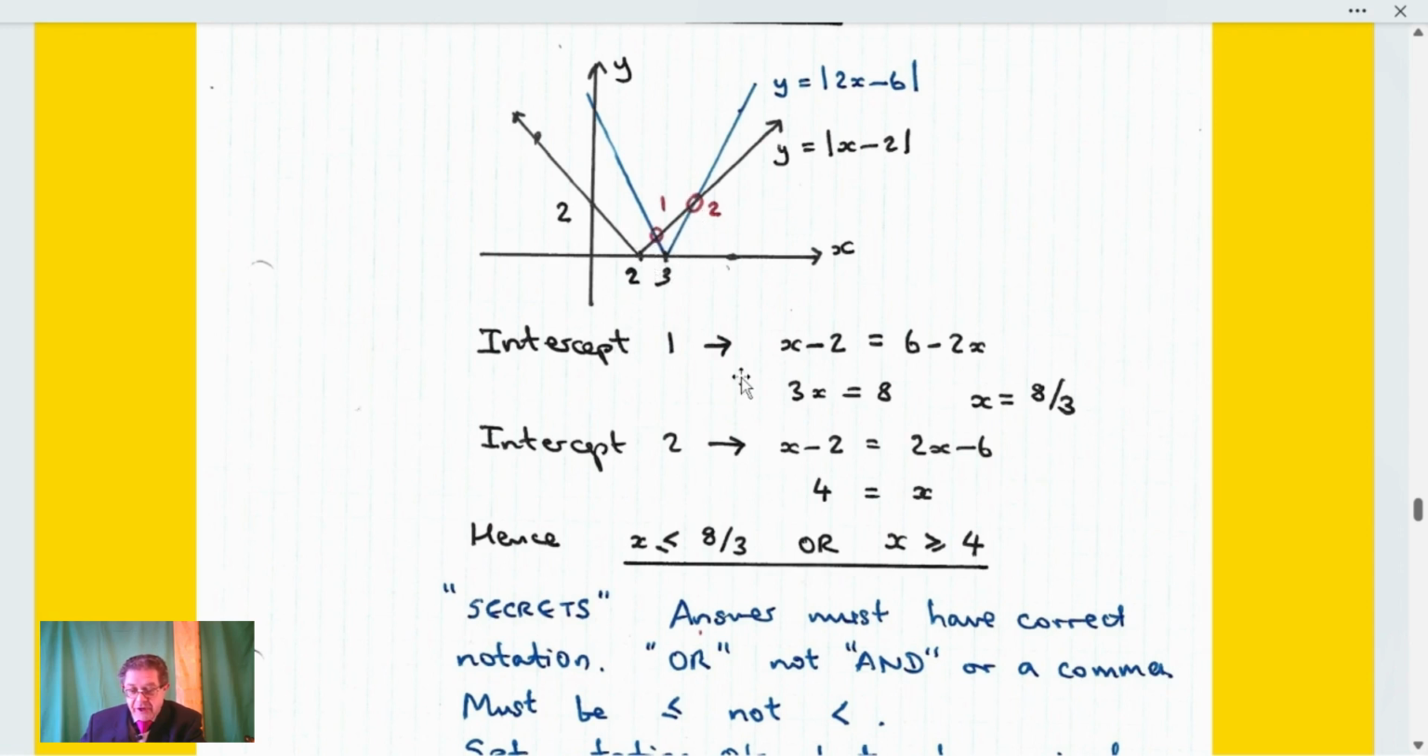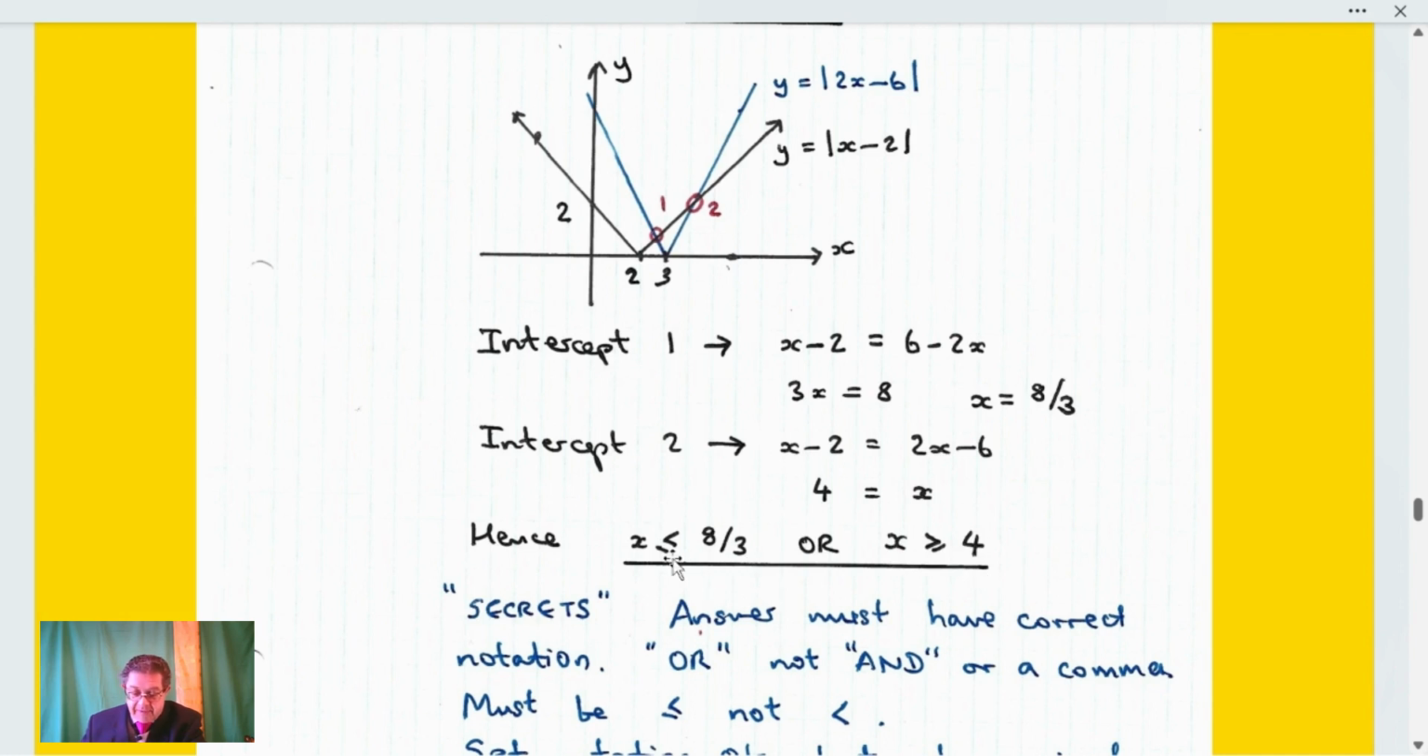So intercept 1 we would find by setting x take 2 to equal 6 take 2x and solving. The second intercept we would find by setting x take 2 to equal 2x take 6, which is x is 4. We want the black graph to be underneath the blue graph. Therefore, my final answer is x is less than or equal to 8/3 or x is greater than or equal to 4.